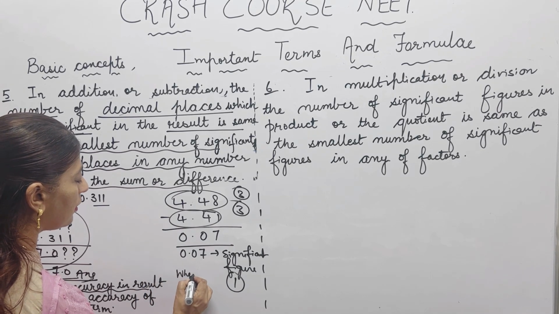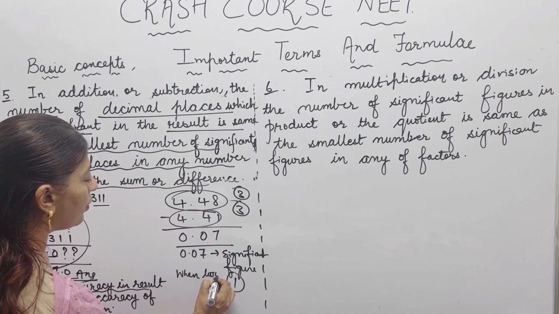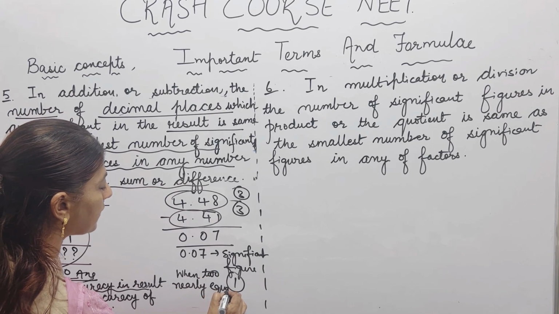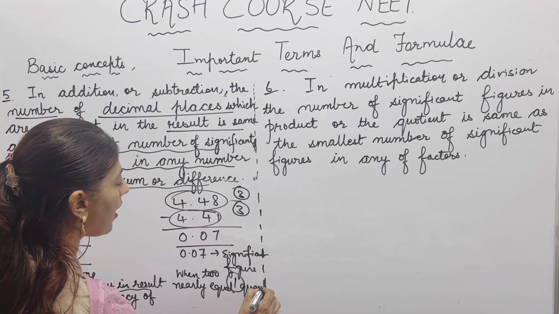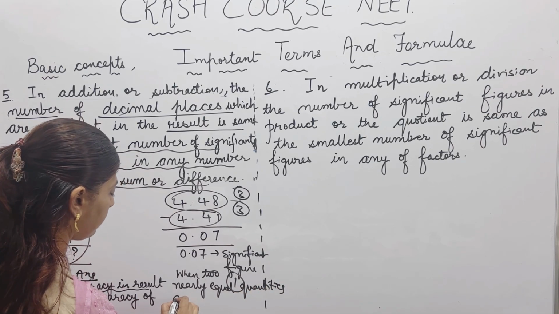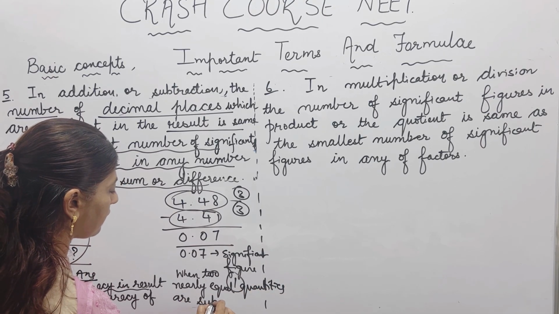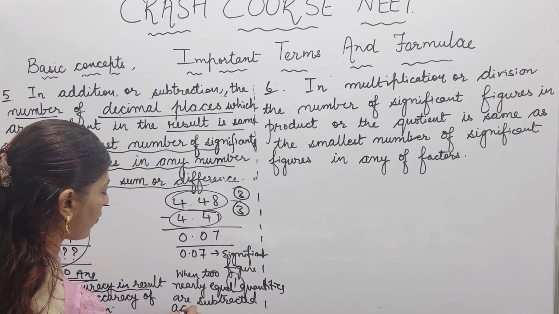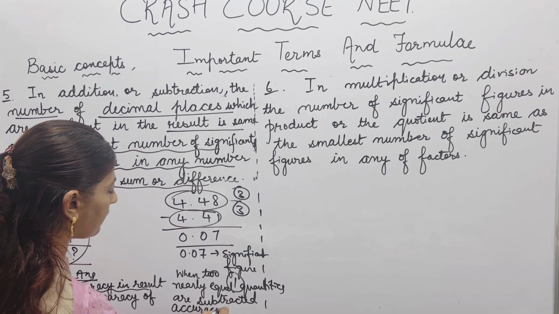When two nearly equal quantities are subtracted, accuracy destroys.